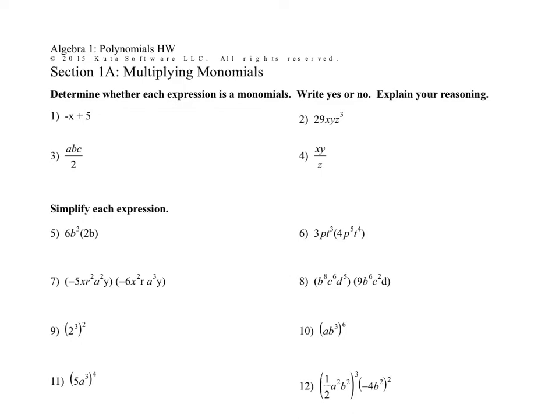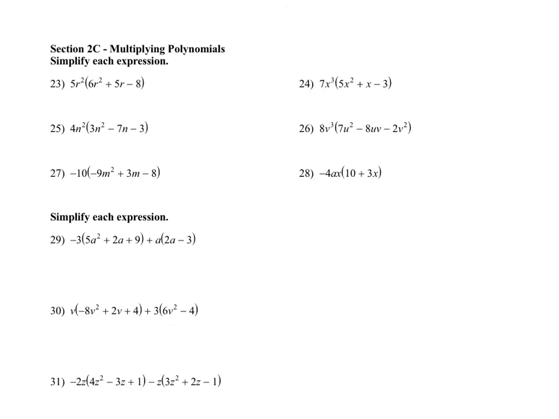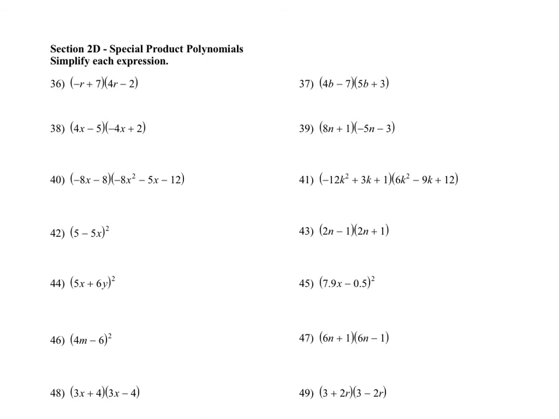Section 2D, Special Product Polynomials. So here we're multiplying a binomial times a binomial, or a binomial times a trinomial, or even a trinomial times a trinomial, etc.